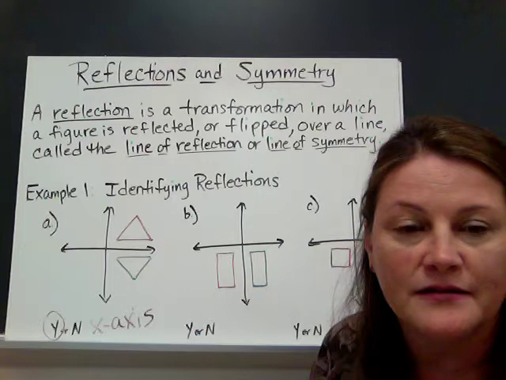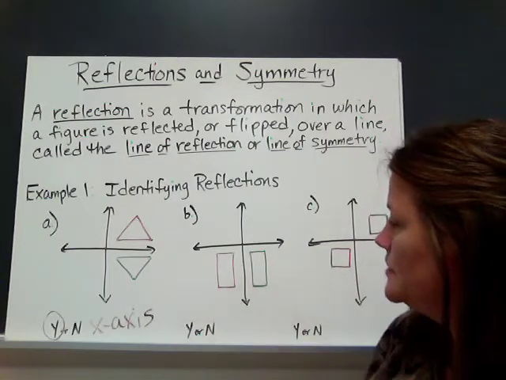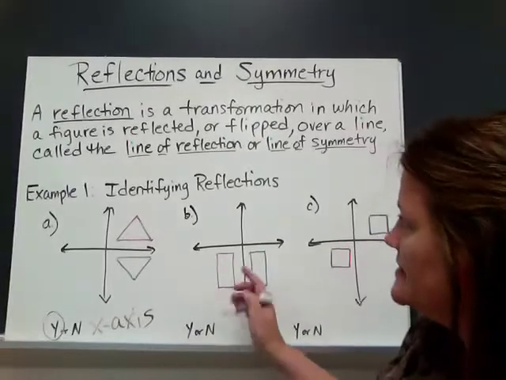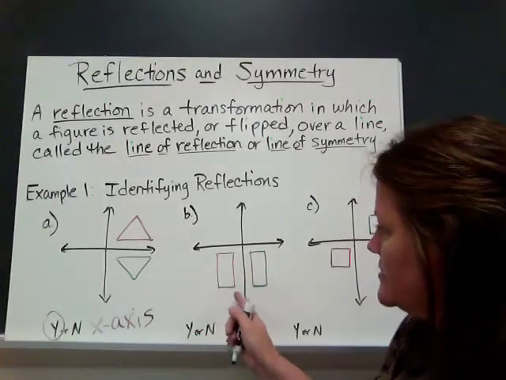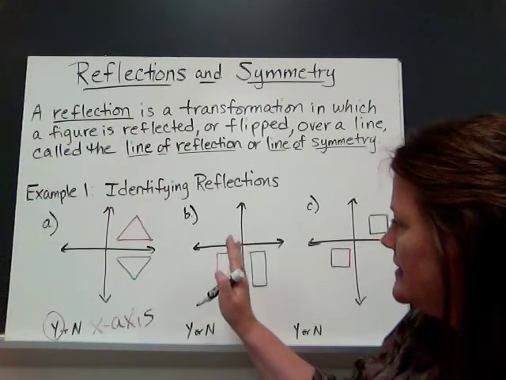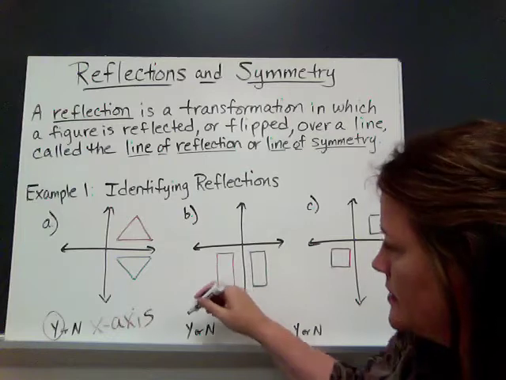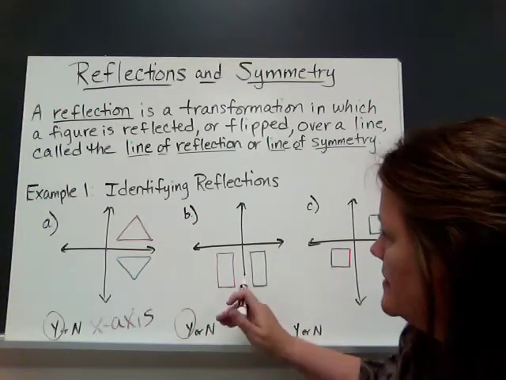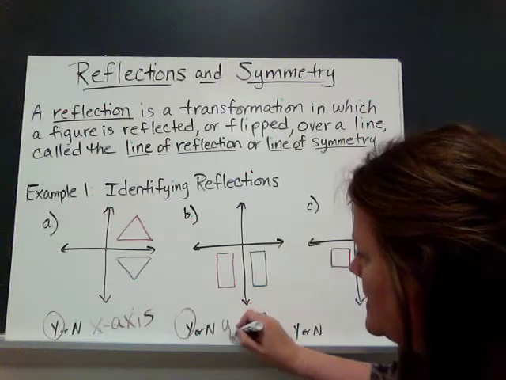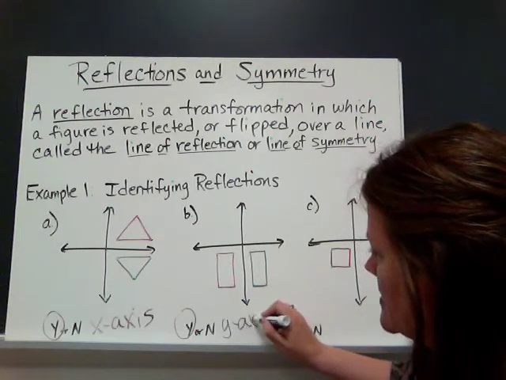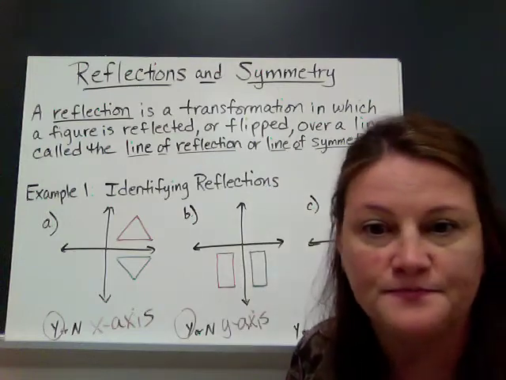Let's look at number B. I have two rectangles. Is this an example of a reflection? Well, if I look at this red rectangle, it does look like it's a mirror image over here. It's actually flipped over. So I'd say yes, it is a reflection. Flipped over what? Well, it appears to be here, the y-axis. Right here is that line of reflection.